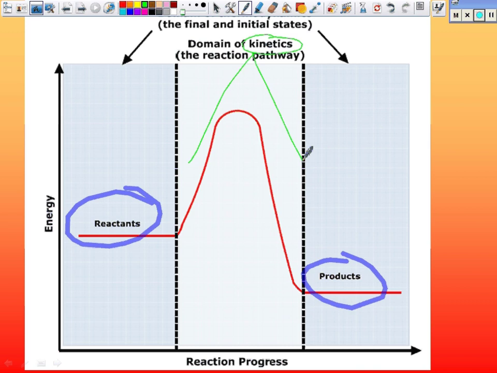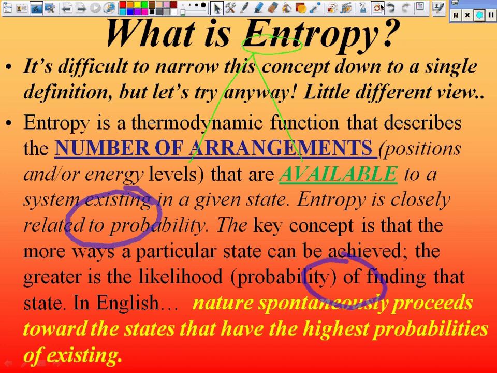Okay? So what is entropy? It is difficult to narrow this concept down to a single definition, but let's try it anyway. Here's a little bit different view. And I don't like this. It doesn't work for me. However, like I've told you several times, my job is not to teach you what I know, it's to teach you what you can learn. So this is a different way to look at it. If this helps you, then awesome.